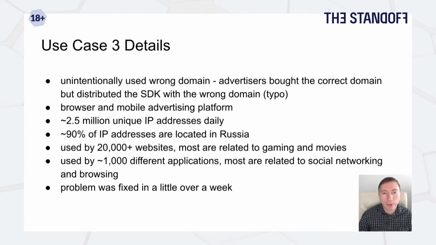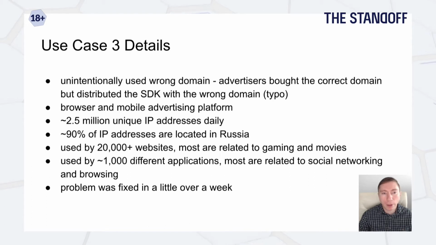And from the requests that we received, we had close to 2.5 million unique IPs per day. And because it was a Russian-specific domain, as expected, 90% of those IP addresses were located in Russia. And also we are able to do some statistics, and that domain was used by close to 20k websites, mostly related to gaming and movies, and close to 1,000 mobile applications.